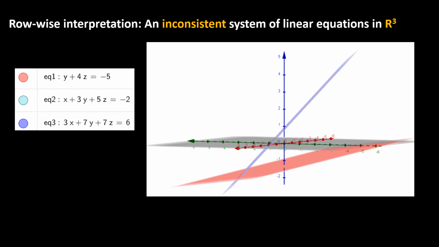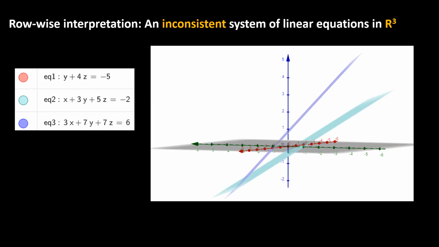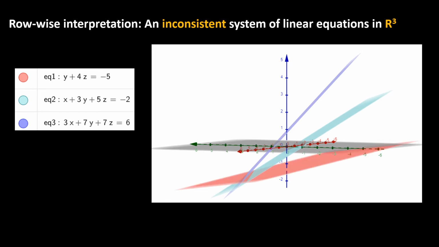Similarly, this picture is the plot of the pair of the purple and the red one. And the last pair is the purple one and the green one here. Finally, if you plot all three simultaneously, you can see that there is no common intersection point among all three. That is why we have an inconsistent system.